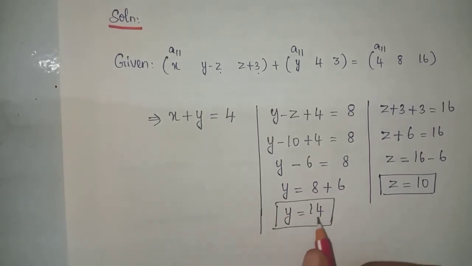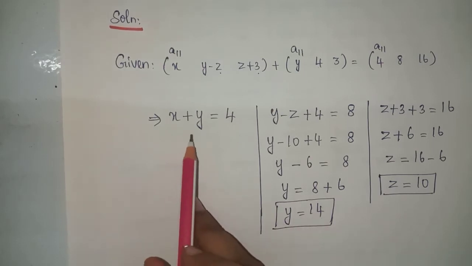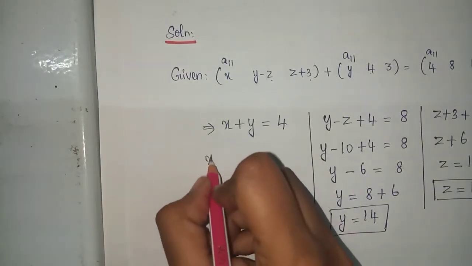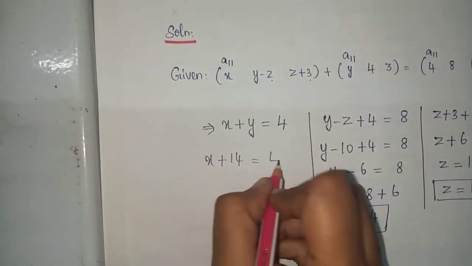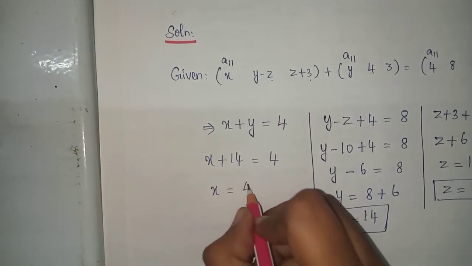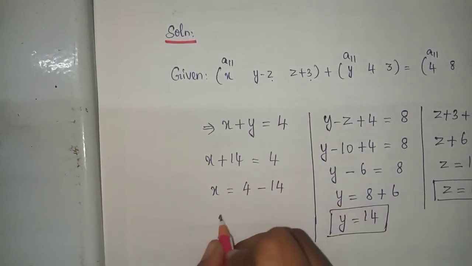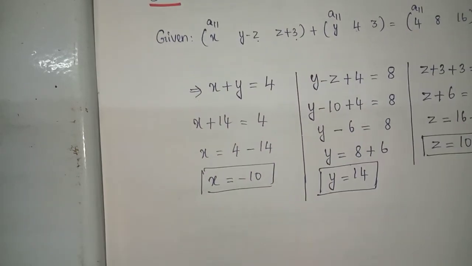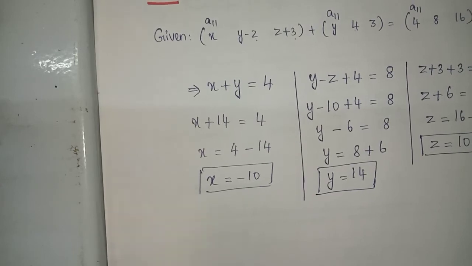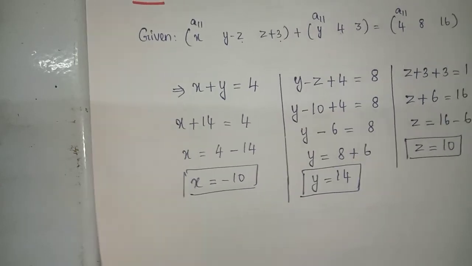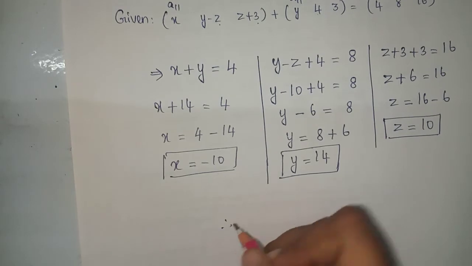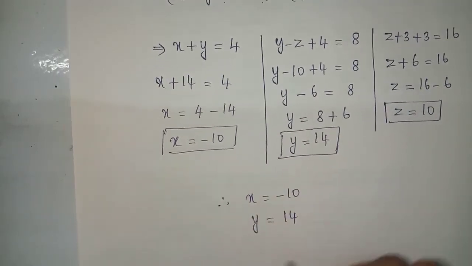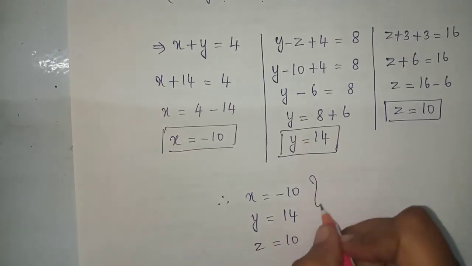Now you know the value of y. You just substitute it in this equation: x plus y is equal to 4. So x plus 14 is equal to 4. X is equal to 4 minus 14. The value of x is equal to minus 10. According to the given matrix, you can change the order of finding the variables x, y and z. Therefore, the value of x is equal to minus 10, y is equal to 14 and z is equal to 10.